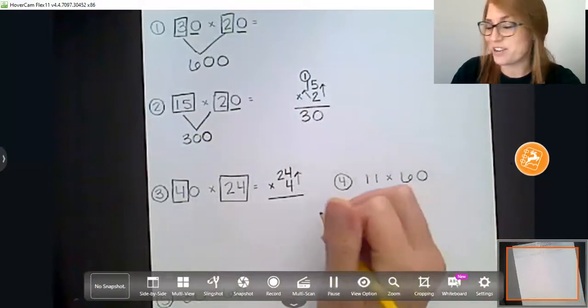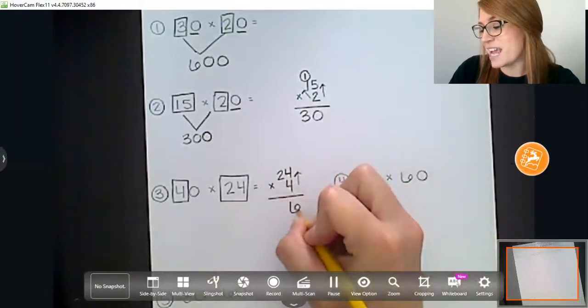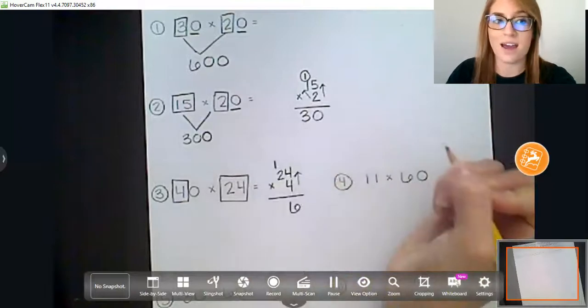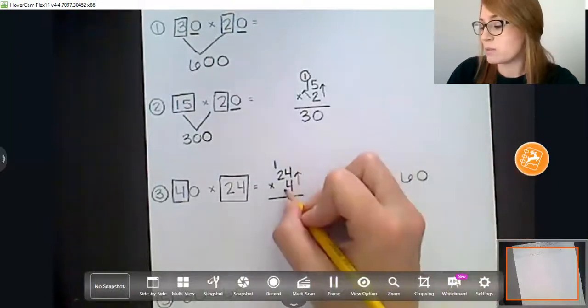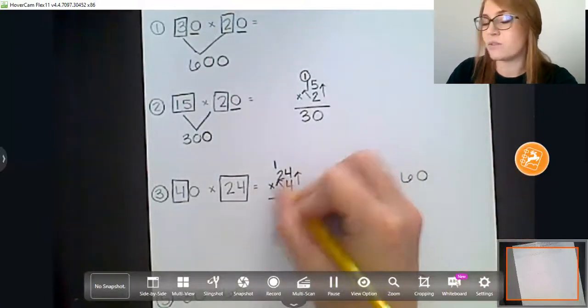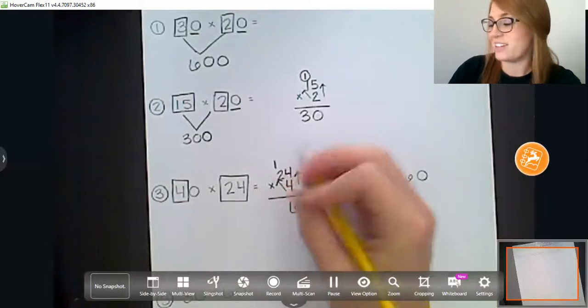Very good. 16 is correct. The 6 goes down and the 1 comes up. Okay, then we're going to multiply this 4 times 2. What is 4 times 2? Very good. 8 is correct.